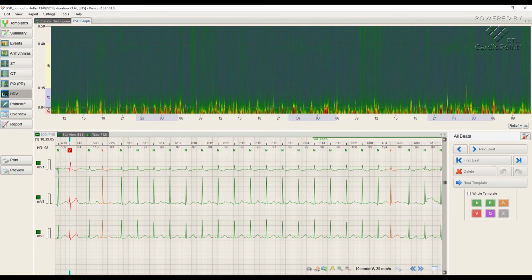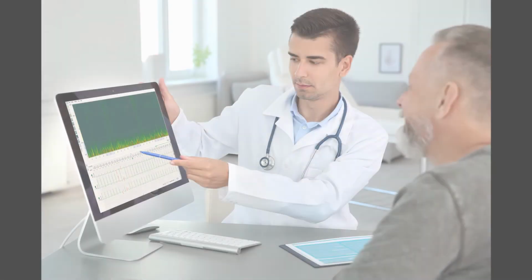PSD can be effectively used when communicating with patients. Due to the fact that there are no numbers or tables in it, patients are able to visually see changes on their own, which leads to an increase in their consciousness and responsibility regarding treatment tactics and lifestyle.